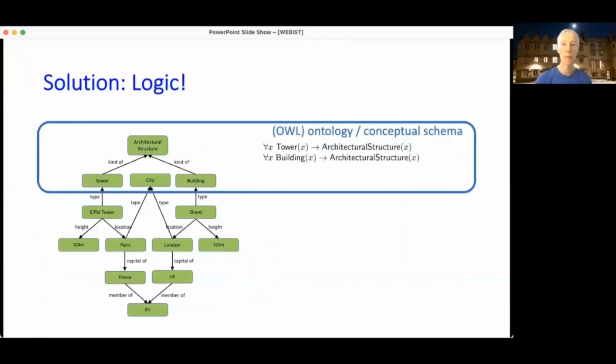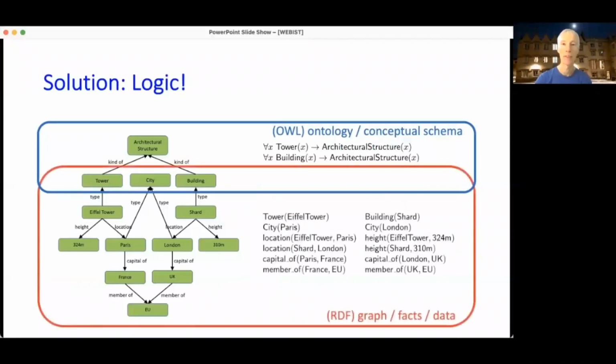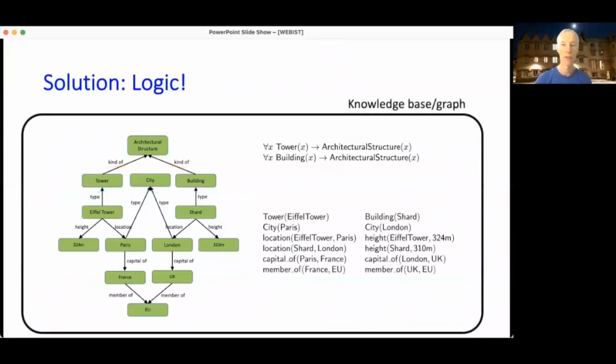In particular, we can treat the triples in the schema part of the graph as being equivalent to logical sentences of this form. And we can treat the triples in the data part of the graph as being ground facts of this form. The combination of such schema sentences and ground facts is often called a knowledge base. And we can treat a knowledge graph as being completely equivalent to such a knowledge base.